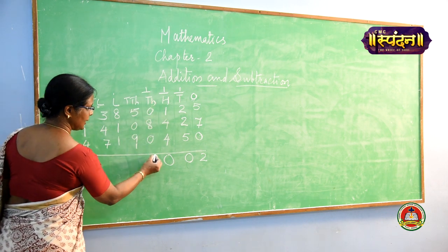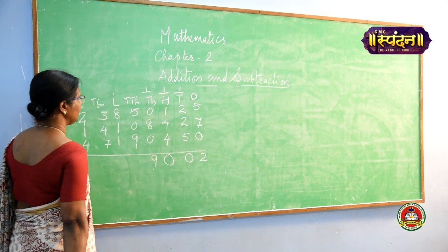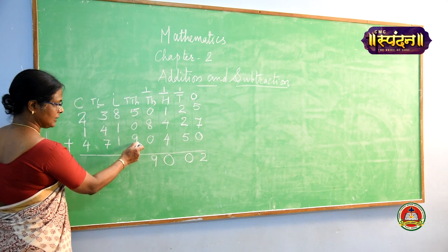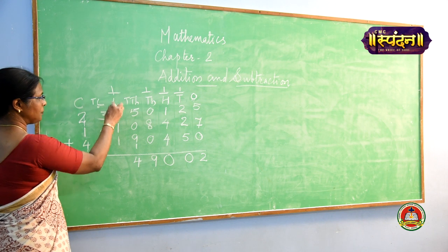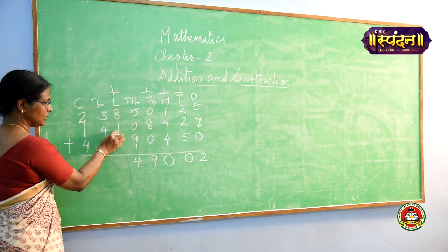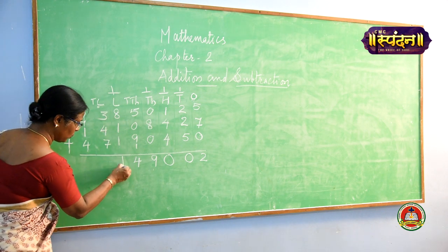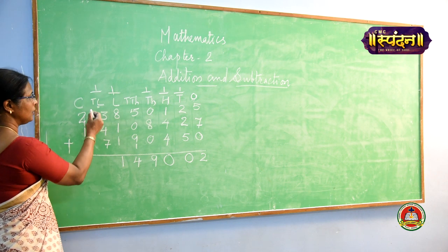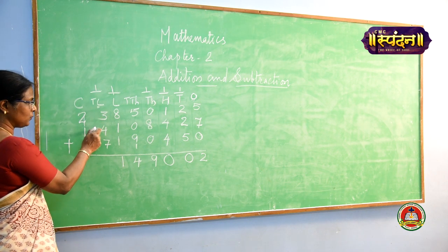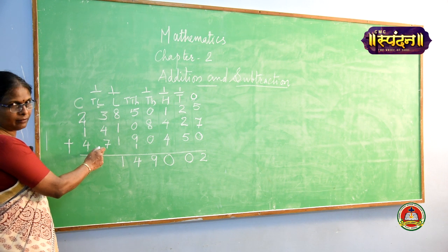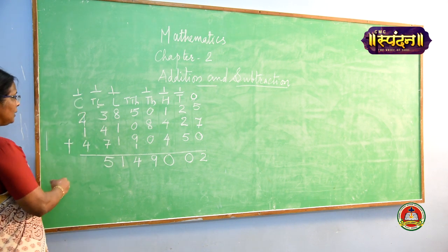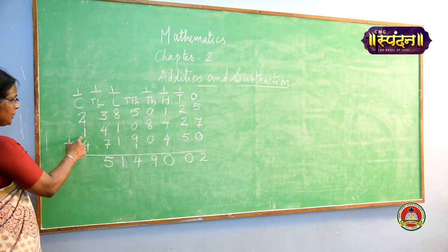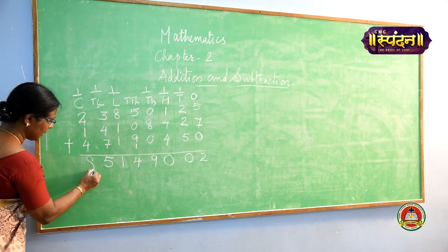1 plus 8 is 9, single digit 9 here, 5 plus 9 is 14, 4, carry over 1, 1 plus 8 is 9, 9 plus 1 is 10, 10 plus 1 is 11, 1, carry over 1 to the next number. 1 plus 3 is 4, 4 plus 4 is 8, 8 plus 7 is 15, 5, carry over 1. 1 plus 2 is 3, 3 plus 1 is 4, 4 plus 4 is 8.